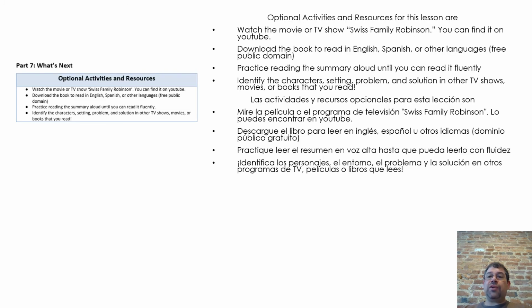Optional activities and resources for this lesson are: watch the movie or TV show Swiss Family Robinson. You can find it on YouTube. Download the book to read in English, Spanish, or other languages. It's free public domain. Practice reading the summary aloud until you can read it fluently. Identify the character, setting, problem, and solution in other TV shows, movies, or books that you read.